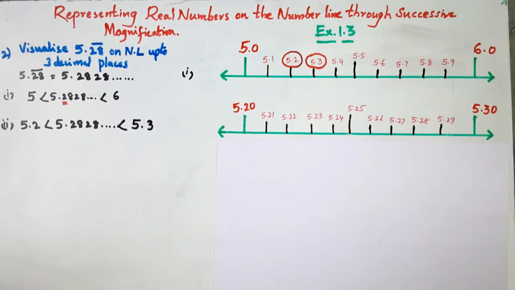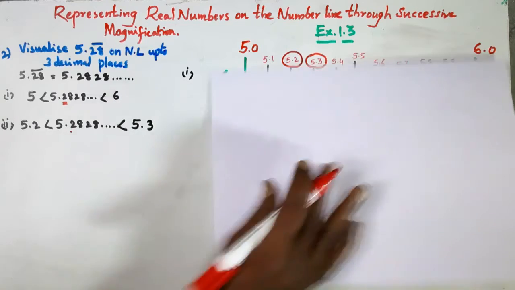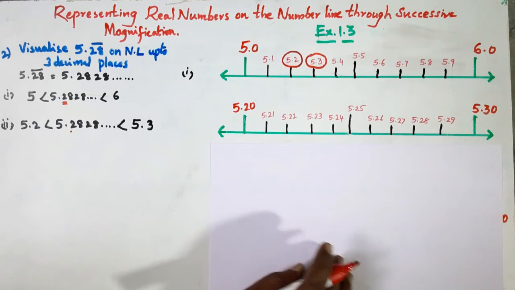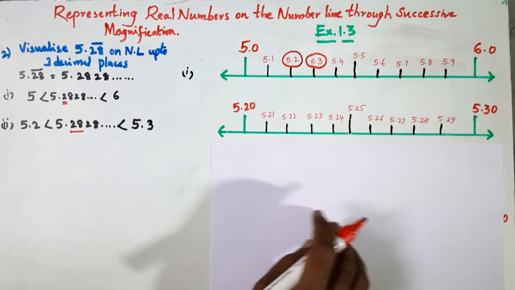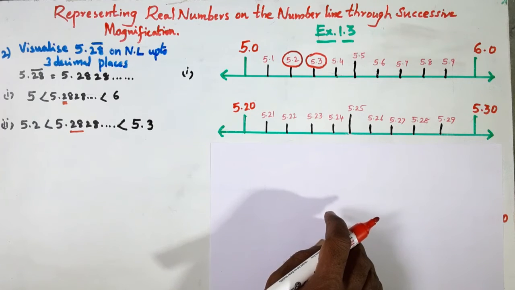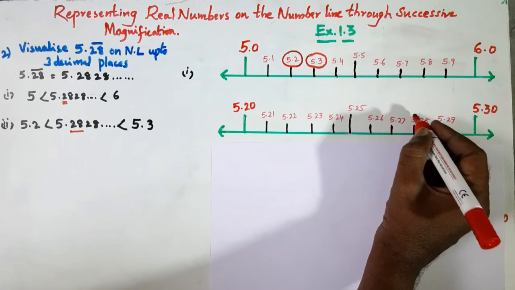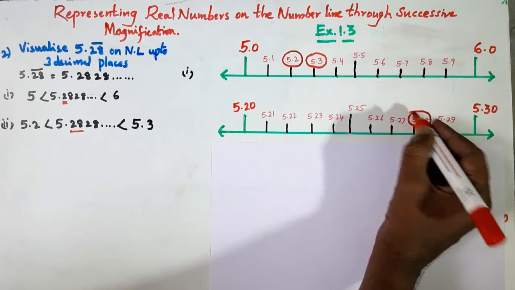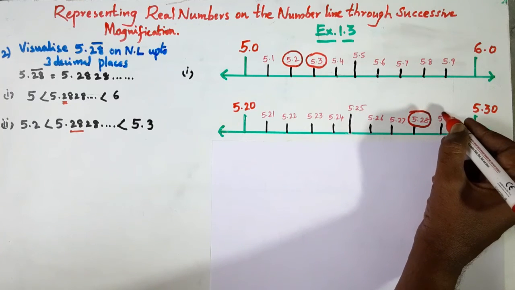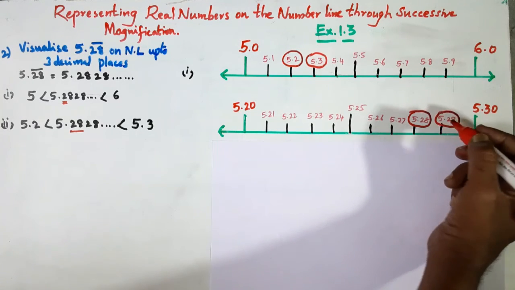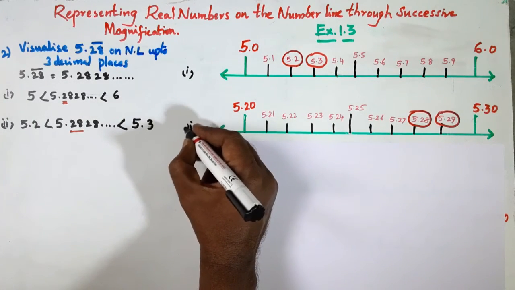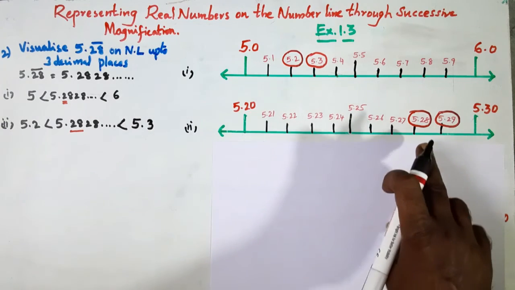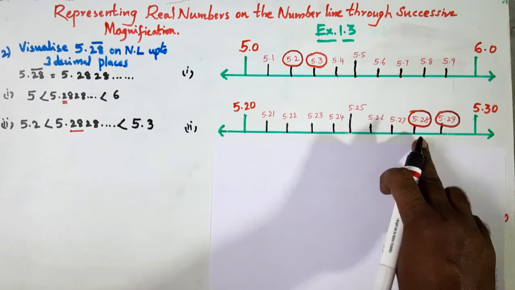Now here we have to see two place values: 5.28. Now look at the number line and say where does 5.28 lie. So here, very good. And the next one is the consecutive number you have to take, 5.29. Okay, so in the second figure we are representing that 5.2828 is lying between 5.28 and 5.29.